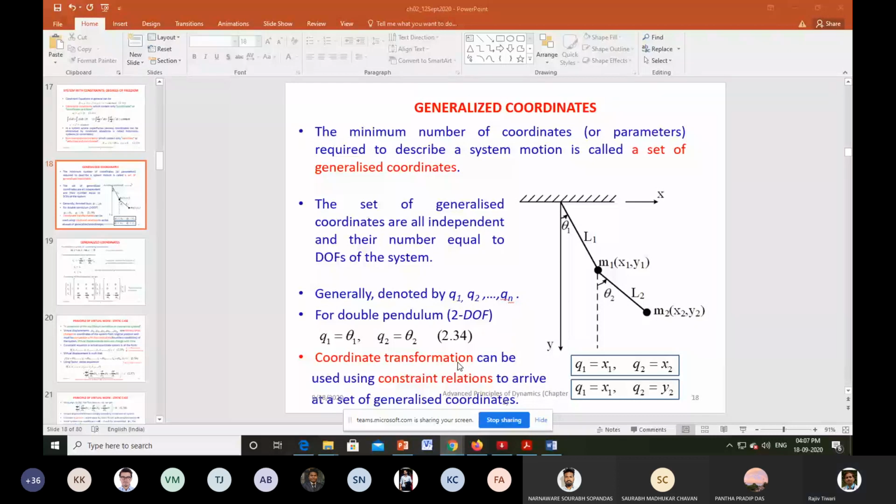As I mentioned, the choice of the generalized coordinates will decide the form of the equation of motion of the system. The constraint relation is the same idea: because these coordinates are related with each other, it is called a constraint relationship.